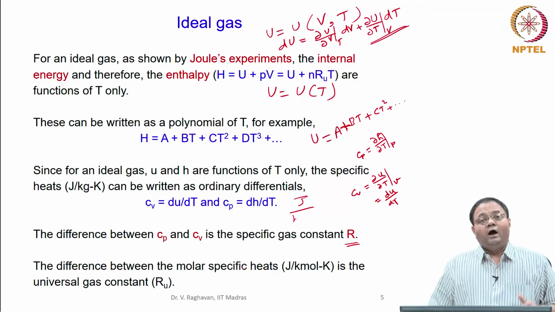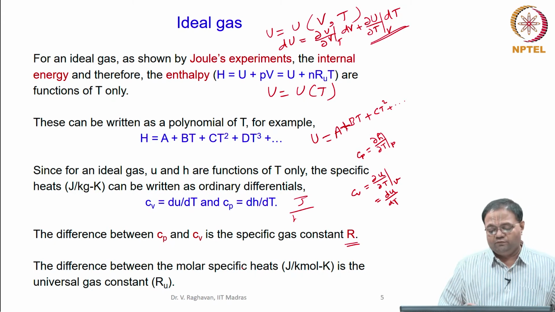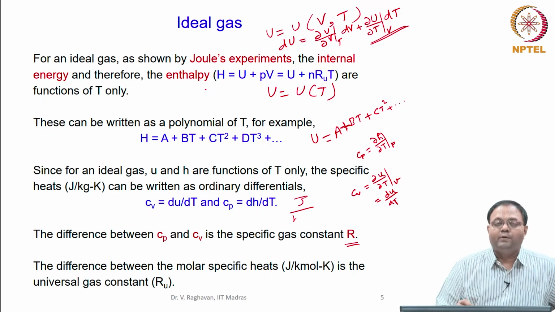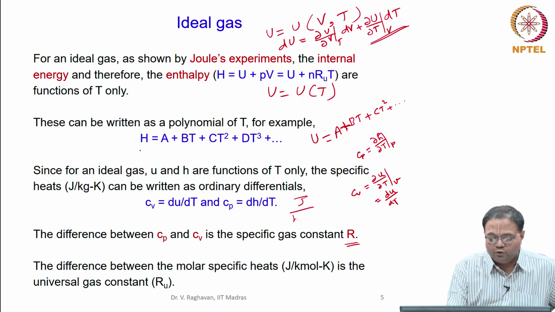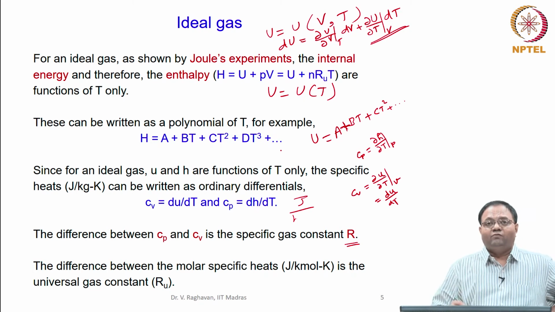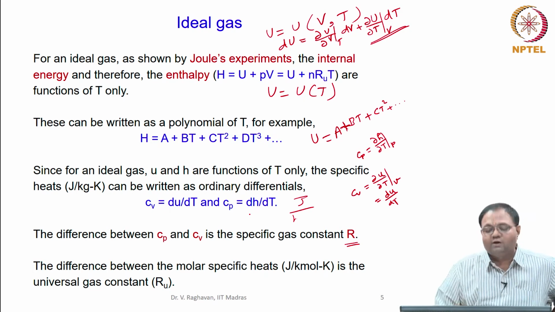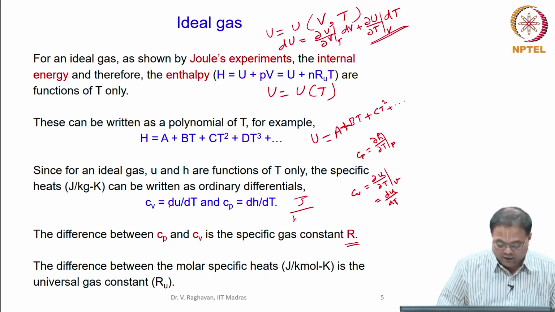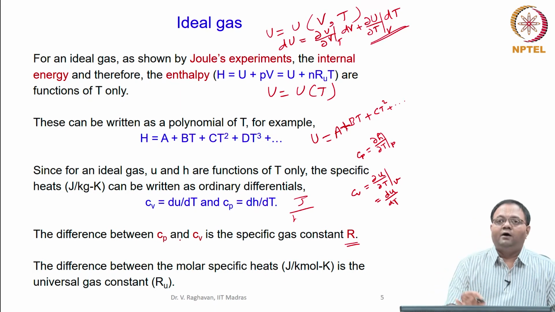Now, another thing is in the calorific equations of state, one more simplification is possible: the internal energy and enthalpy are functions of temperature only. That means you can write H as a polynomial of temperature, or U as a polynomial of temperature, and so on. The advantage is that Cp and Cv are written as ordinary derivatives of the enthalpy and internal energy respectively. And Cp minus Cv will be equal to R. So, these are the fundamental equations which are obeyed by an ideal gas.